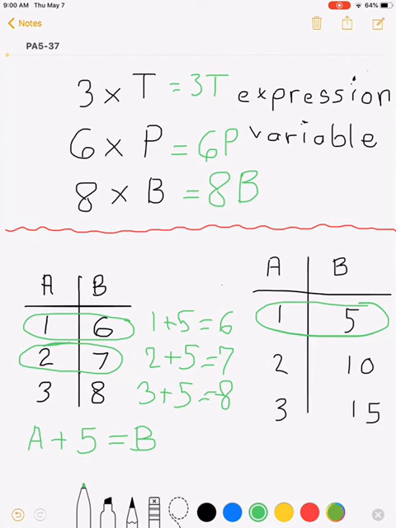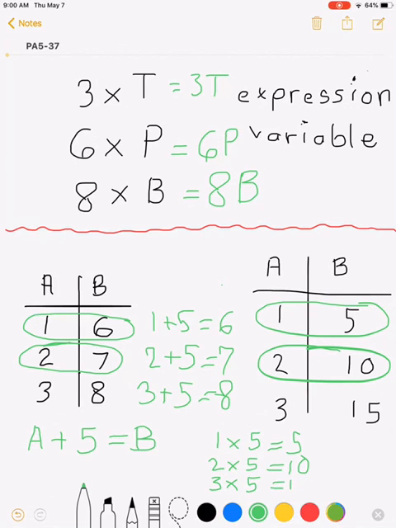So in this situation, I'm going to test out multiplication. 1 times 5 would give me 5. Down here, 2 times 5 would give me 10. And the pattern still works when I get to the last set, 3 times 5 is 15. So if I'm writing an equation to represent the pattern that I'm seeing in this t-table, I could represent it as whatever a is times 5 gives me b.